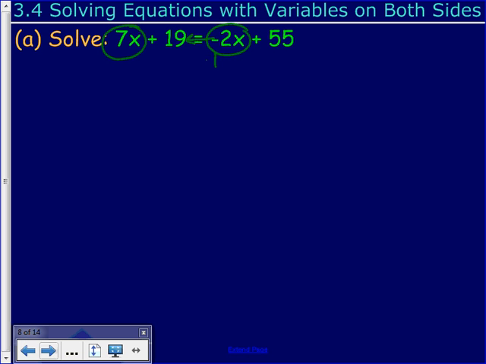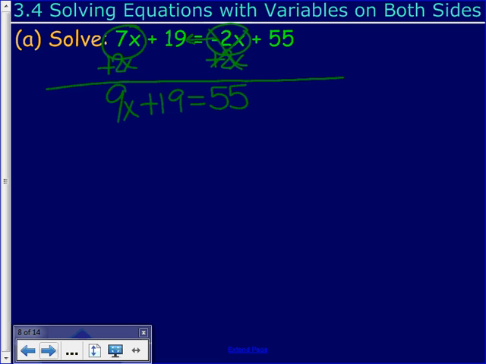Yesterday we talked about doing the opposite because we're moving it through the equal sign to the other side. So to move it from this side, I have to get rid of it here, so add 2x, and then I have to keep it equal, so I have to add 2x to the other side. Now my 2x is gone. 7x plus 2x equals 9x plus 19 equals 55. Okay? Once we do that, now we have a two-step equation. Let's subtract 19 from both sides.